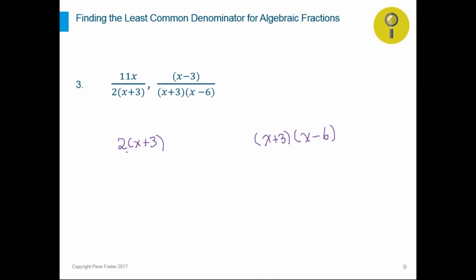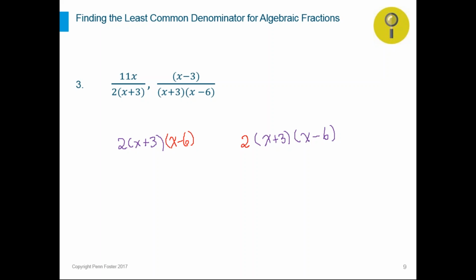So I'm going to compare. The first fraction has a 2, the second does not. I need a 2 for the second denominator, so times 2. This is the first part of my factor for the second denominator. X plus 3 and x plus 3, so they have the same parts. But the second denominator has x minus 6, but the first does not. So I need to multiply times x minus 6 for the second denominator.